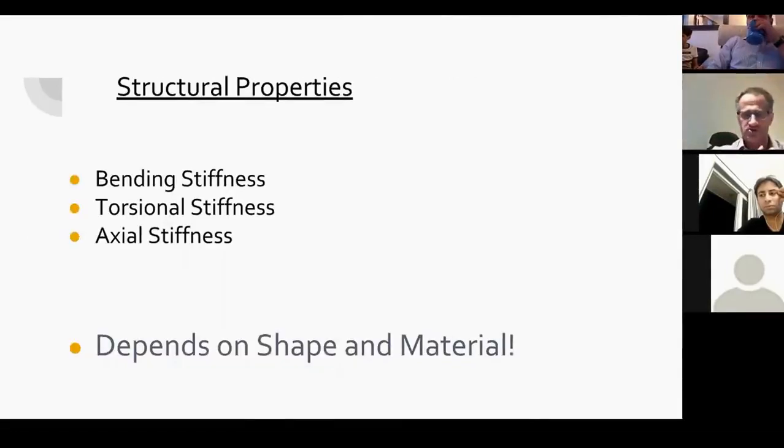So now we go on to structural properties. These include bending stiffness, torsional stiffness, and axial stiffness. So bending stiffness is pretty straightforward. By the way, this is all dependent on the shape of the material, okay?